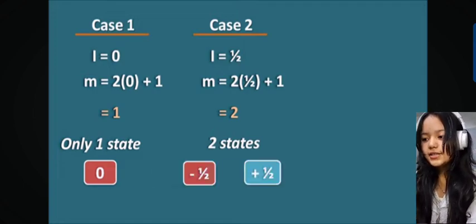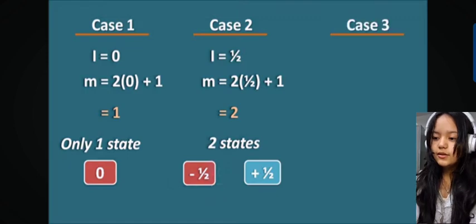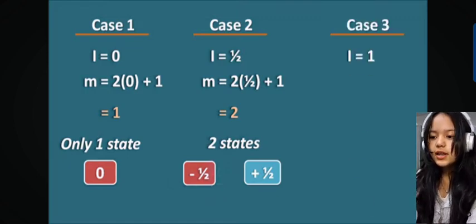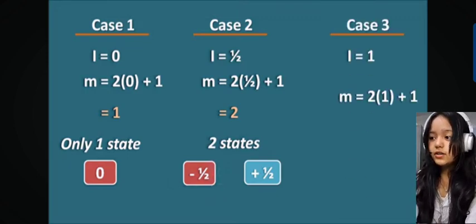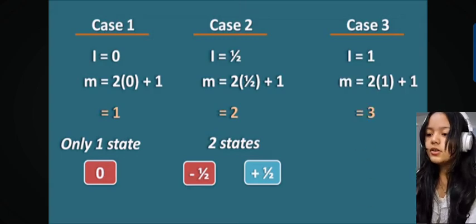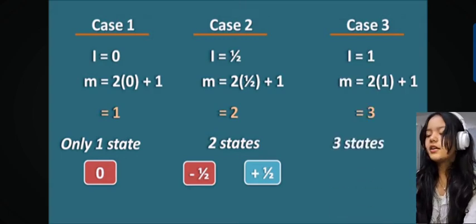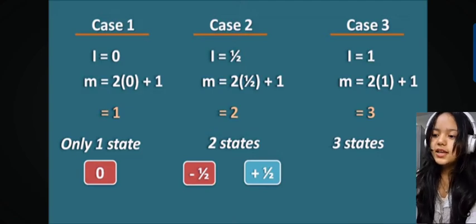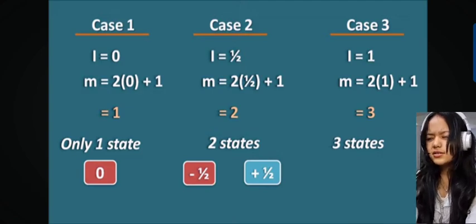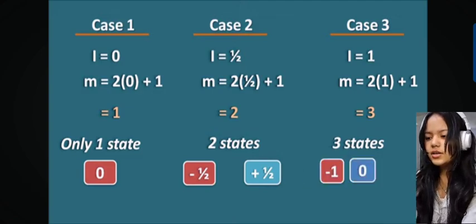Now let us take case 3 where I is equal to 1. So when I is equal to 1, M is equal to 2 into 1 plus 1, that is equal to 3. Now the nucleus can have 3 spin states under the applied magnetic field. These spin states can have spin quantum numbers of minus 1, 0 and plus 1.